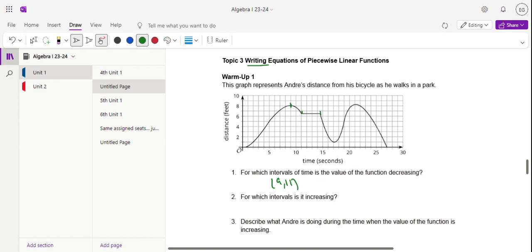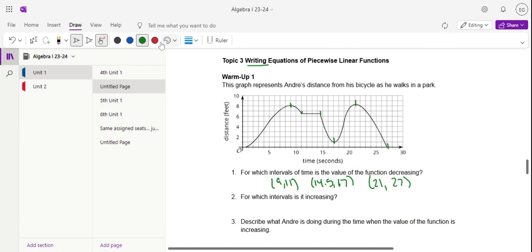And then from about 14.5 to, we're decreasing all the way over to here. So that would be at 17. And then we're also decreasing from right about here, which is at 21. And we're decreasing all the way till over here, which is at 27. So there's our decreasing intervals.